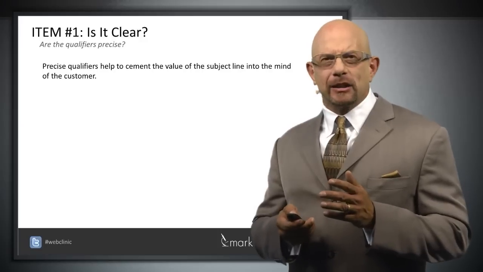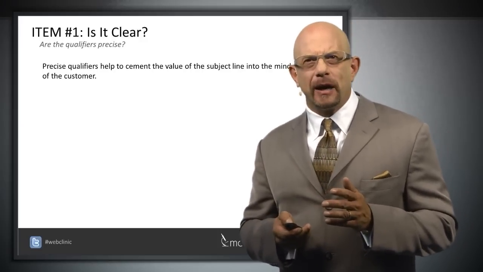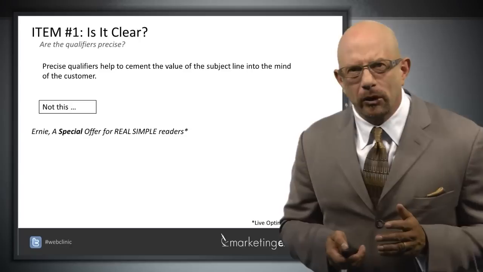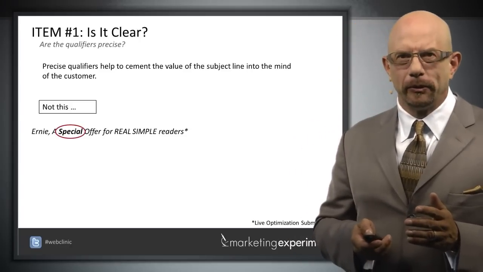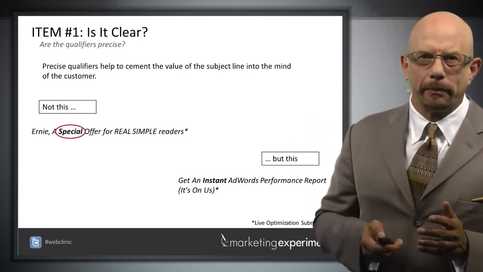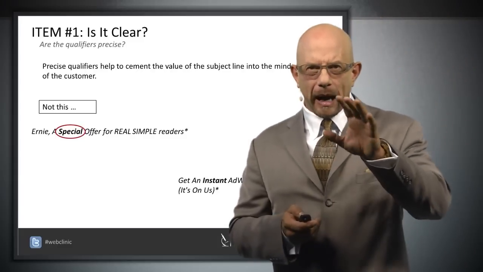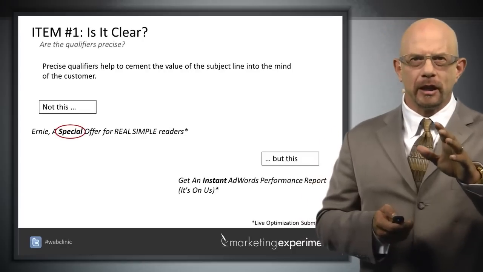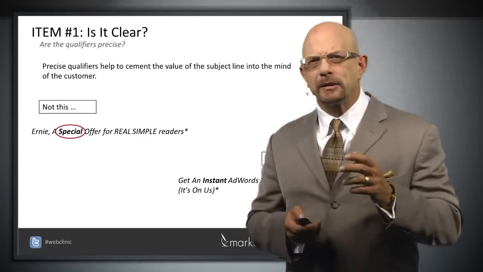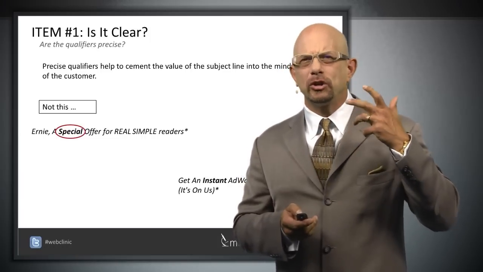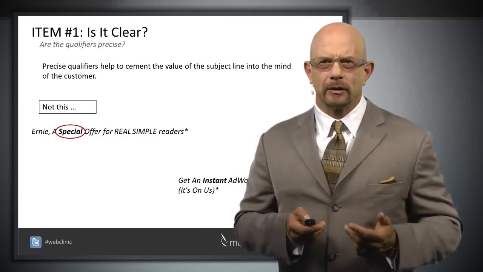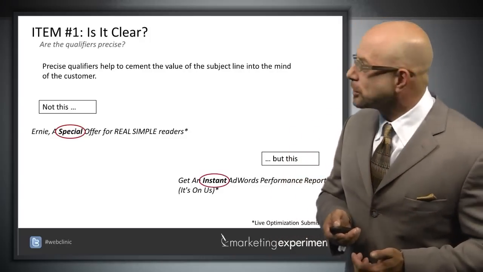So precise qualifiers help cement the value of the subject line in the mind of the customer. Not this, a special offer for real simple readers. But this, get an instant AdWords performance report. By the way, this was submitted by our audience for optimization. And what you're seeing at the top is something that looks promising, but the word special is too generic, too general, too, you might say, unspecific to reach the point that we need. Let's look at another example.